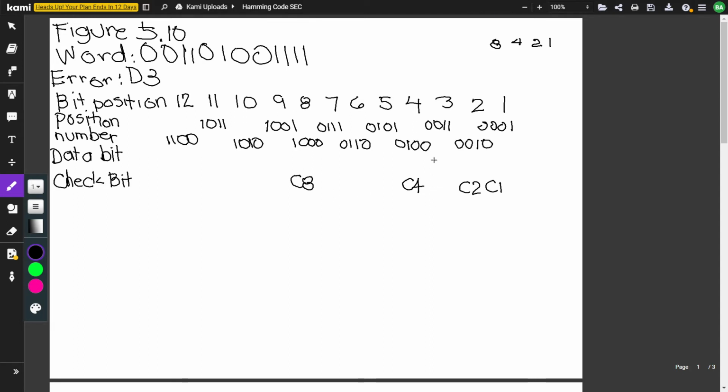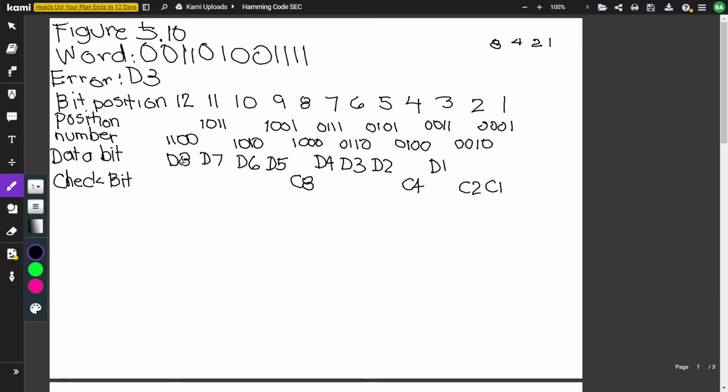So for 3, we should have D1. And then for 5 we have D2. And then 6 is D3, and then 7 is D4, and then 9 is D5, and then 10 is D6, and then 11 is D7, and then 12 is D8.